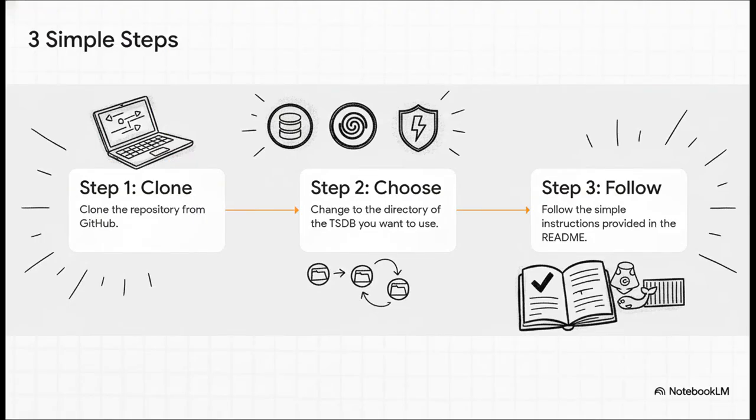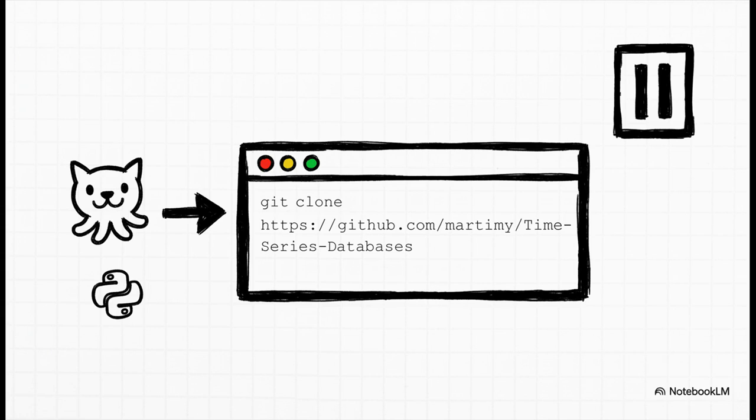Step 1. Clone the repository. Step 2, change into the directory for the database you want to try out, Graphite, InfluxDB, or Prometheus. And then step 3, just follow the super simple instructions in the README. It's usually just running one Docker command. That's it. And there's the command right there on the screen for you.